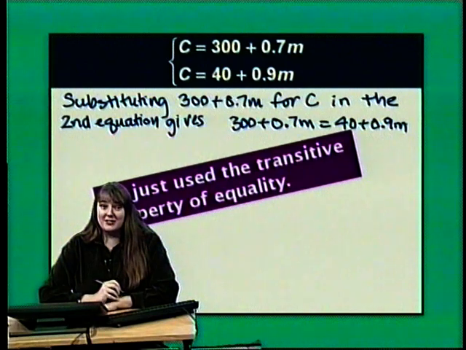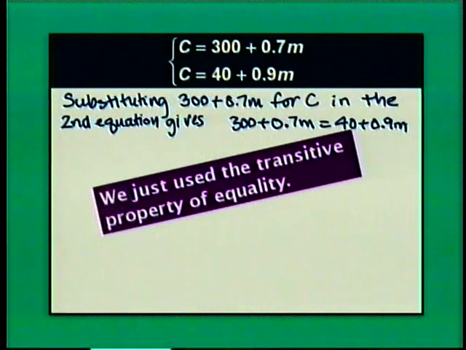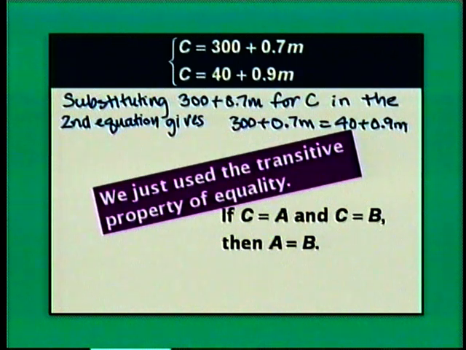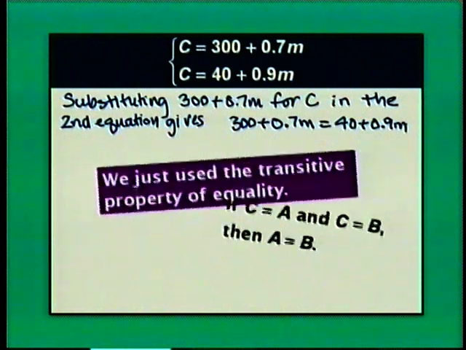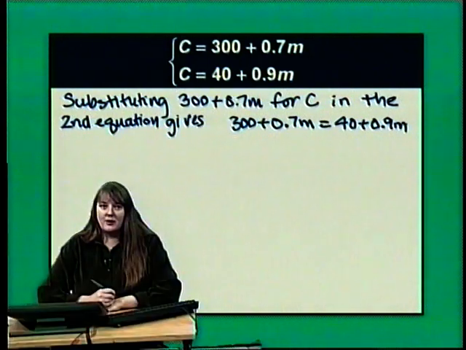Now, before I go ahead and solve this equation for m, I want to point something out here. What we've just done is use the transitive property of equality. The transitive property of equality just says if c equals a and c equals b, then a is equal to b. So we used substitution, but in this case, our substitution was just an application of the transitive property of equality. So let's go ahead and solve our equation.